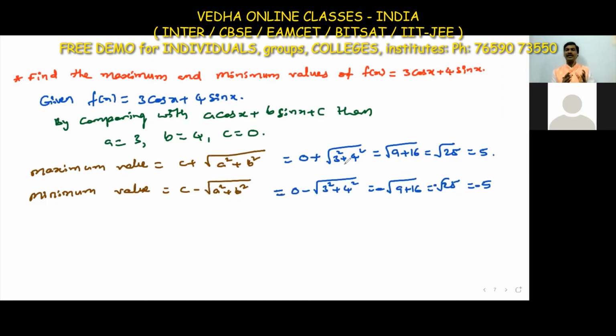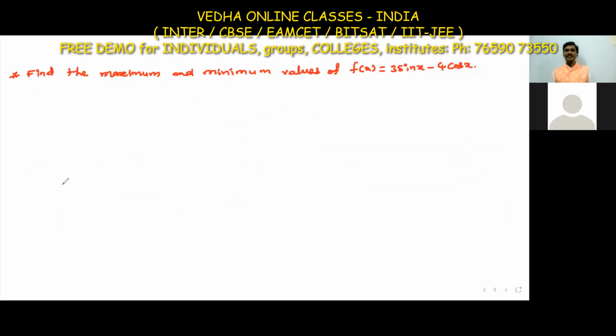Now we write the maximum value and the minimum value. This is the maximum value, this is the minimum value. If you want to write them separately, you can. Therefore the maximum value is equal to plus 5 and the minimum value is equal to minus 5. Understood? Yes.